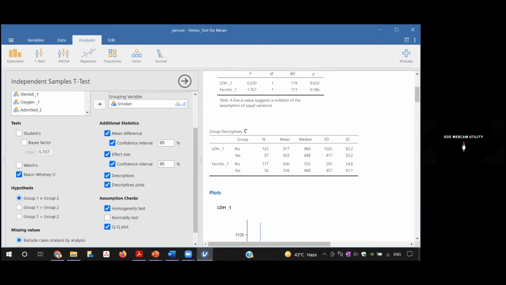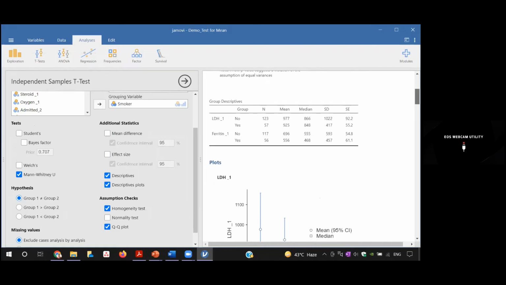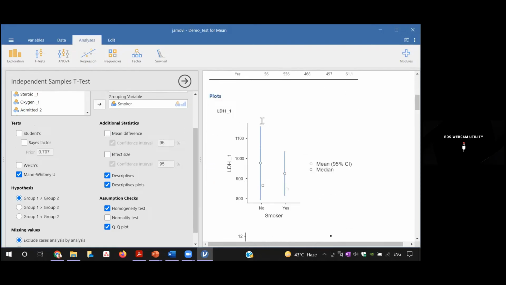And in Mann Whitney U, since there is no point of this mean difference because it is the effect size maybe. So you can see group descriptives. Here you can see the smokers, this mean and 95% confidence interval. And you can see descriptives.